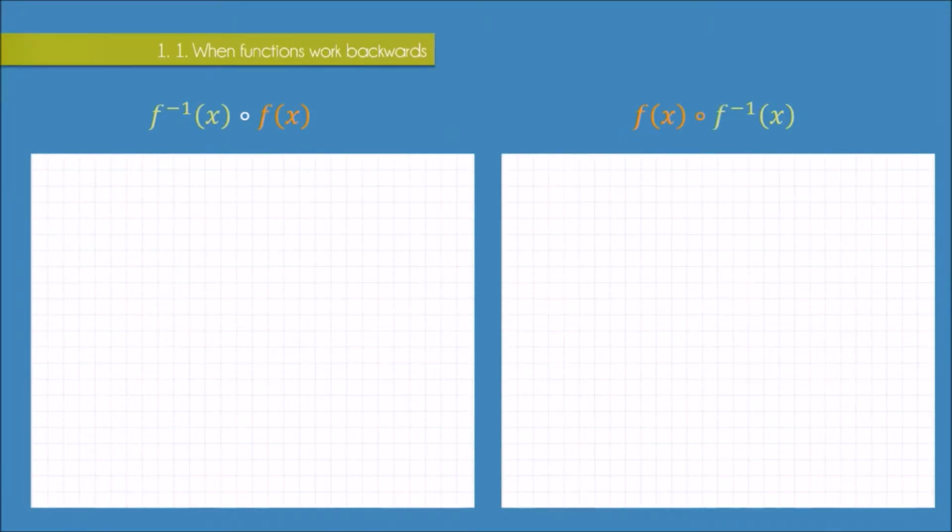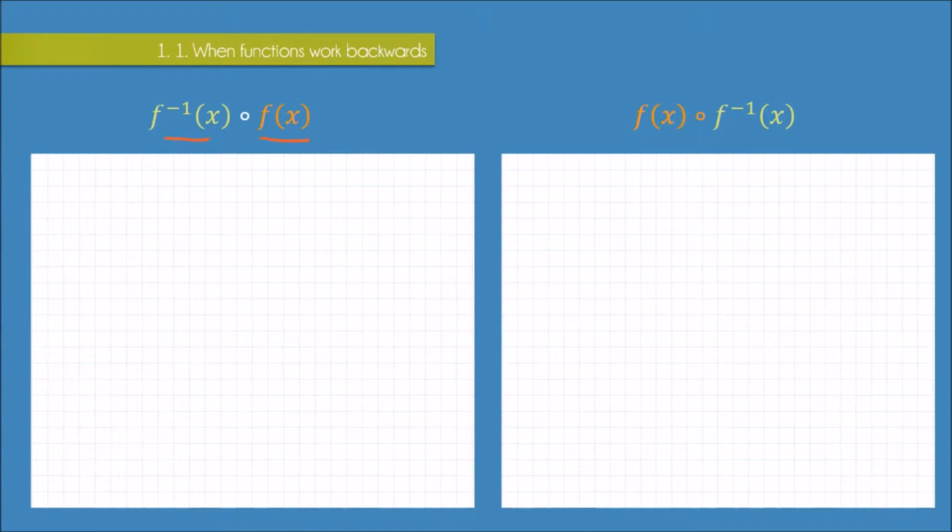So hopefully the last example convinced you that when we have the composition of a function and its inverse, the output will just be equal to the input. But let's prove that in general now. So on the left-hand side here, I have f inverse after f of x.